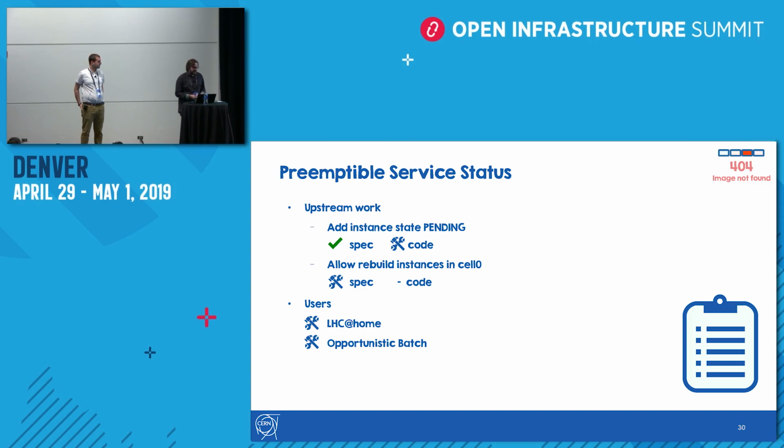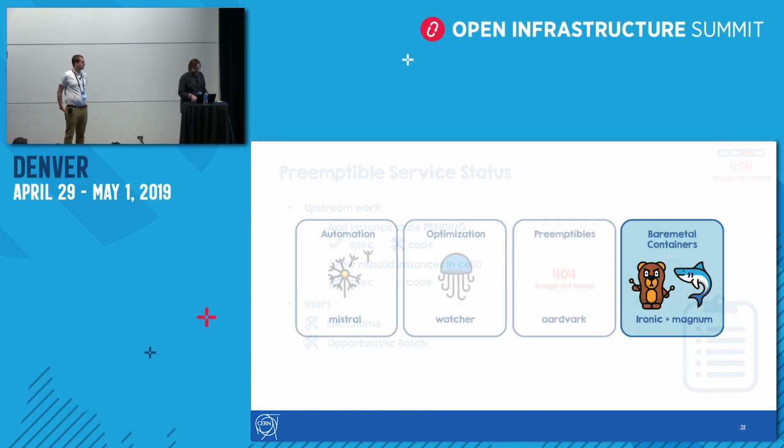Users of this service will be, as Jose mentioned, LHC at home with Boeing workloads and the opportunistic batch. This will be consumed by the batch service, and they will create resources added to their batch farm for certain workloads that are not important and can be preempted, and maximize the utilization of our cloud.